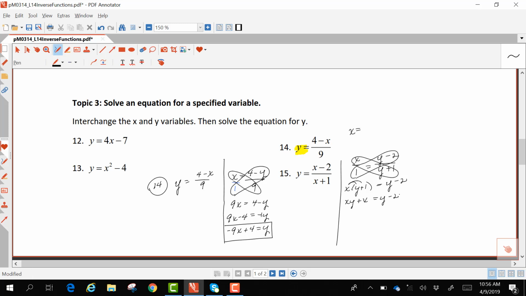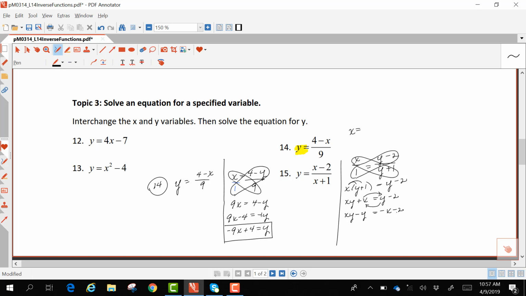Now, if I want my equation to say y equals, I need the y terms alone on one side of the equation. So I'm going to shift the terms around in this equation by moving the y to the left or subtracting it, and the x to the right by subtracting it. So I will result in xy minus y and a negative x minus 2.